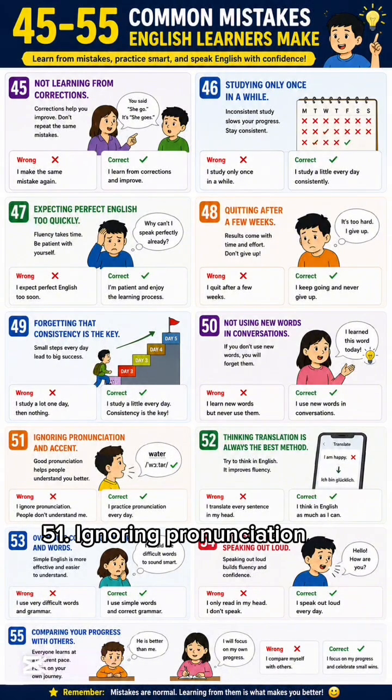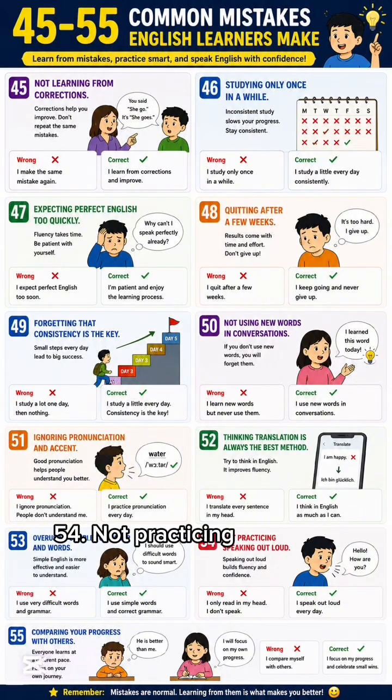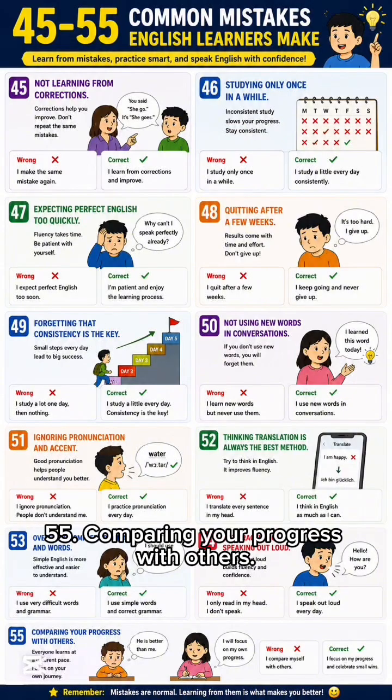51. Ignoring pronunciation and accent. 52. Thinking translation is always the best method. 53. Overusing complex grammar and difficult words. 54. Not practicing speaking out loud. 55. Comparing your progress with others.